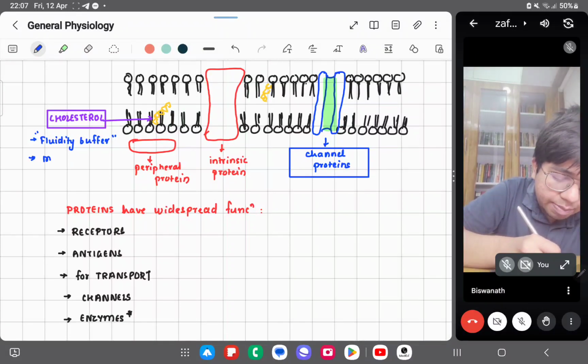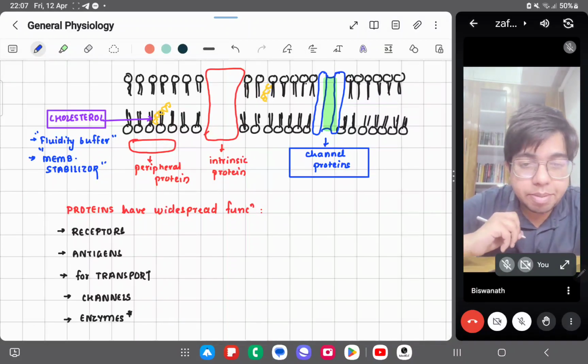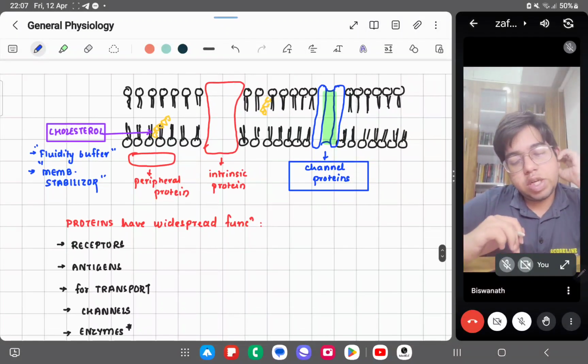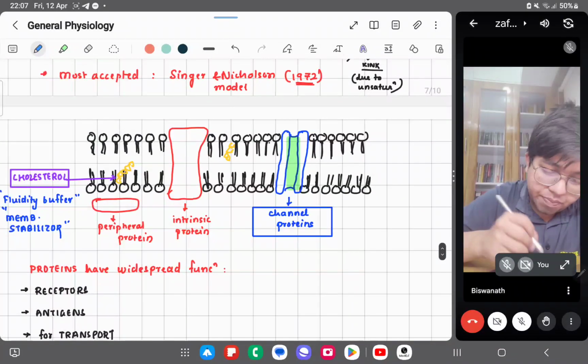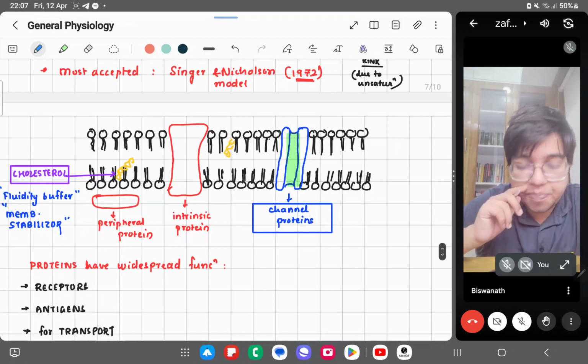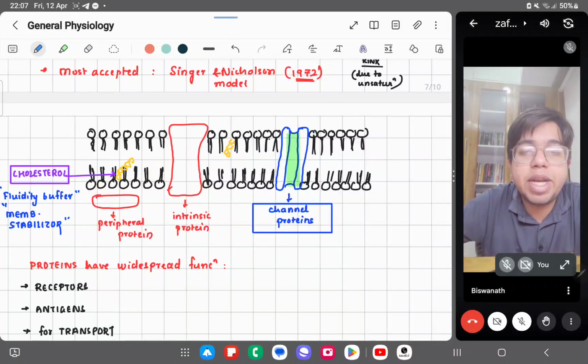And cholesterol is a membrane stabilizer. So this is basically stabilizing the membrane, right? So cholesterol is there, and any other thing left? Okay, these are the things, and we have many types of proteins as well.